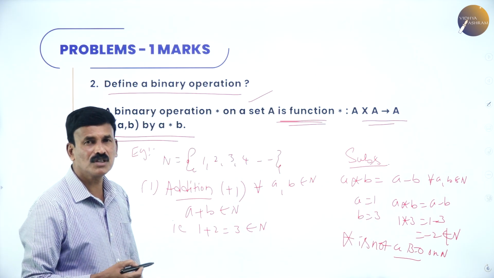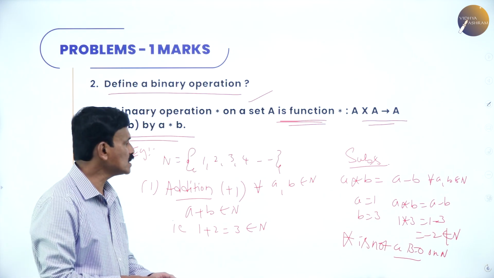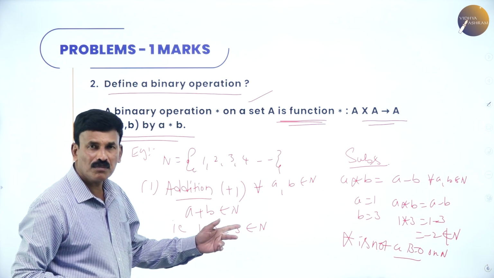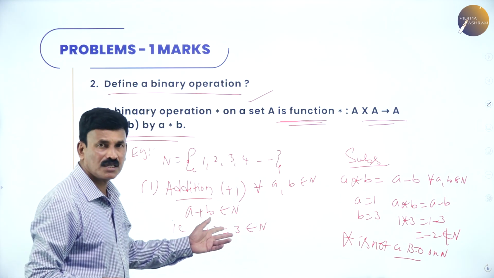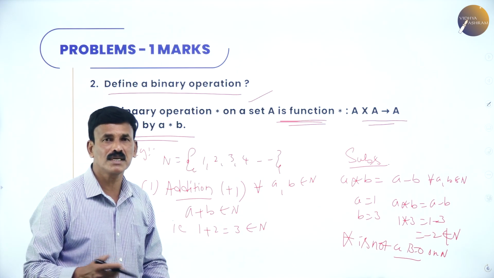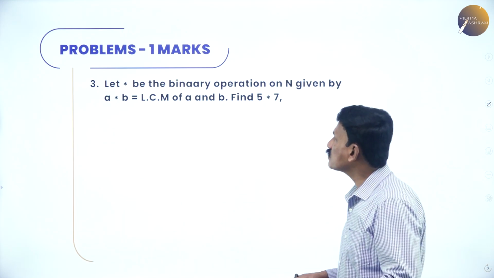Even division, if you take 1 by 2, 1 by 3, so division is also not a binary operation. That means it is a rule in which if you combine any two elements of the set, you will get one more element that is also included in the set, then it is called a binary operation. That's it. Now move on to the next one.